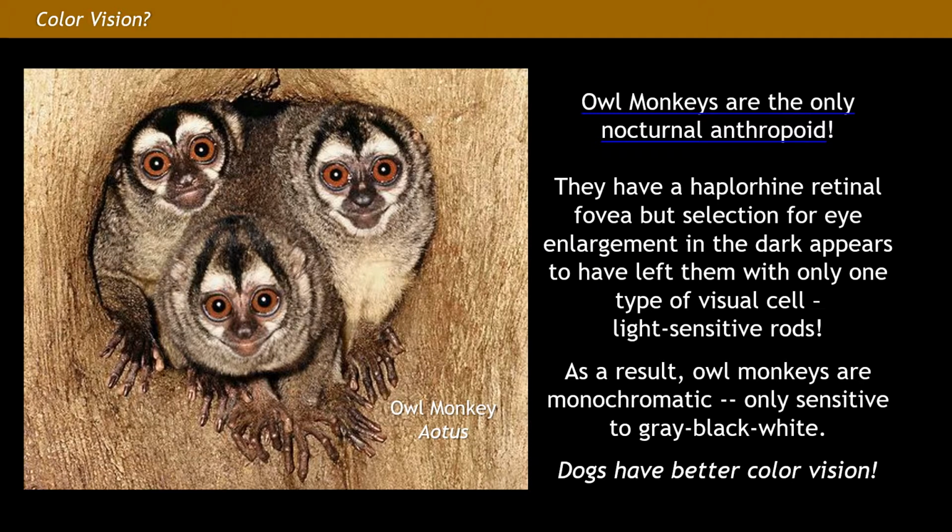Owl monkeys are the only nocturnal anthropoid, that is, a monkey, ape, or human. They have a haplorhine retinal fovea, but selection for eye enlargement in the dark appears to have left them with only one type of visual cell, light-sensitive rods. They don't have any of the colored cones. As a result, owl monkeys are monochromatic, only sensitive to gray, black, white. Dogs have better color vision.